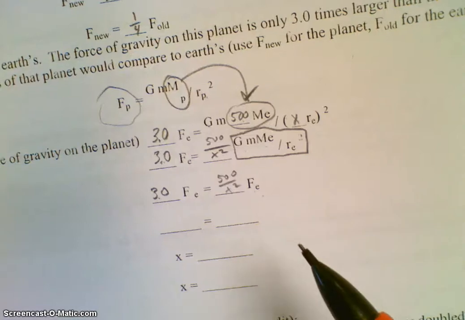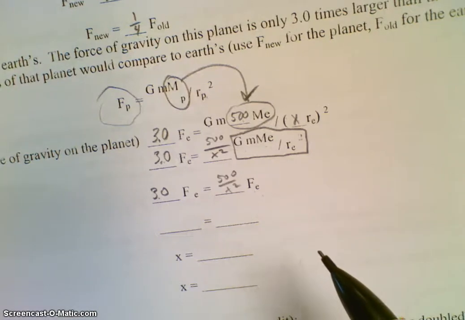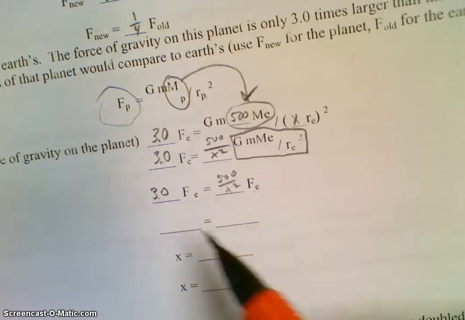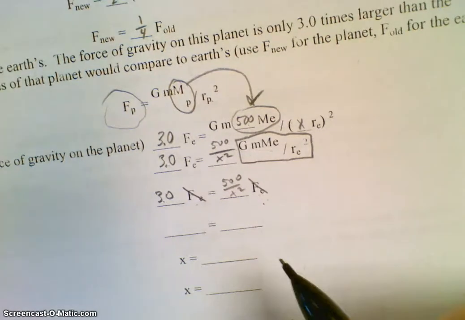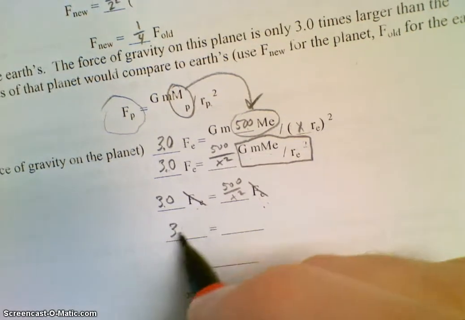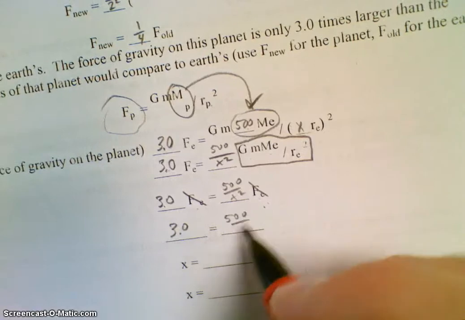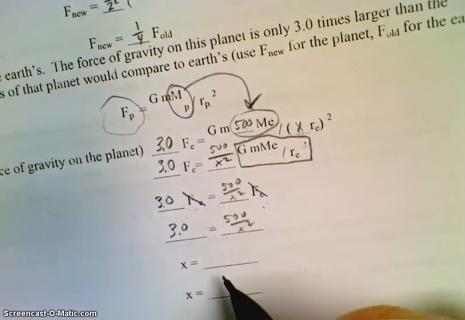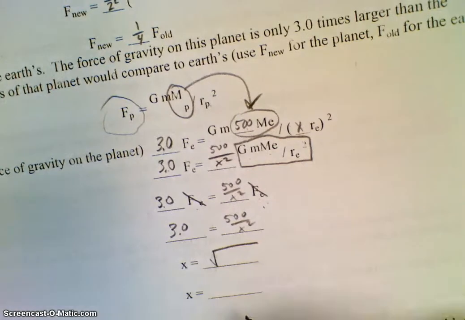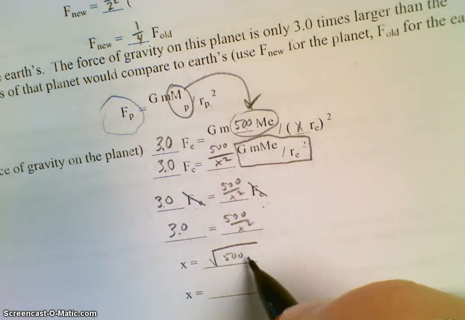How do we solve for x? You could, but if you have F_E on both sides, what can you do with it? They cancel, right? If you divide by F_E, they cancel. So now we have 3.0 equals 500 over x squared. So what does x equal to? The square root of 500 divided by 3.0.